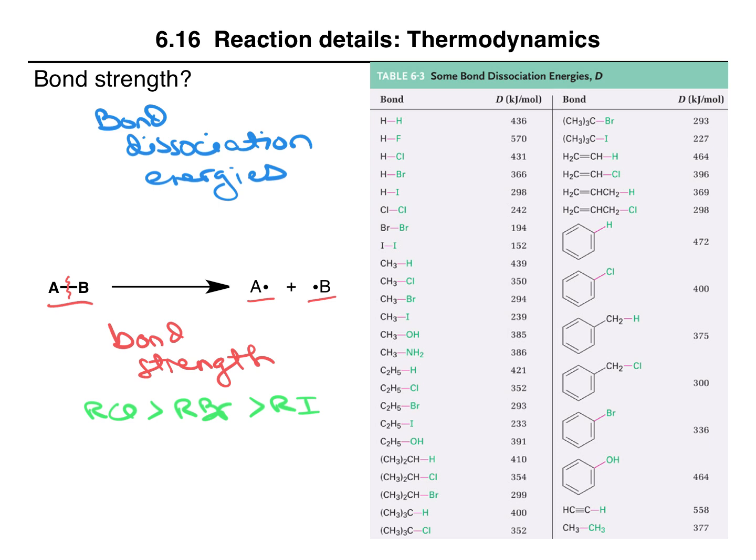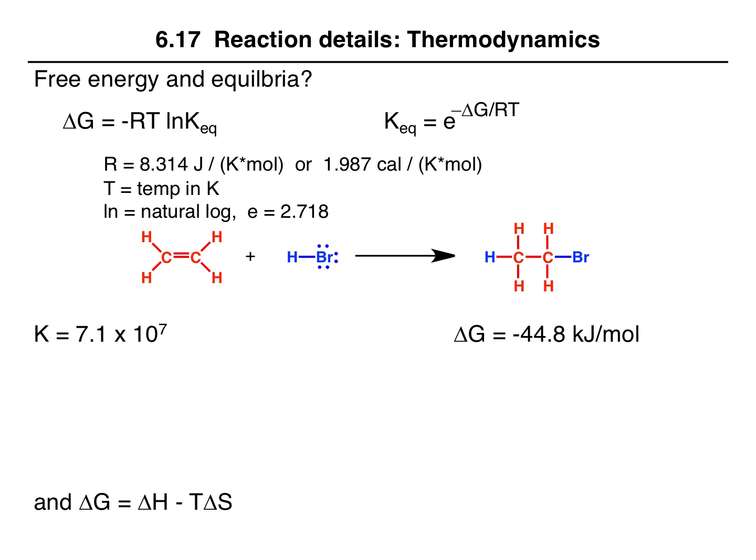Now, it is possible to use bond dissociation energies to calculate the delta H for a particular reaction. There's a lot of information that can be determined using bond dissociation energies. And if you want more information on this, you should take a look at any general chemistry textbook. We started this video talking about reactions at equilibrium, and then we've been talking about free energy and the different components of free energy.